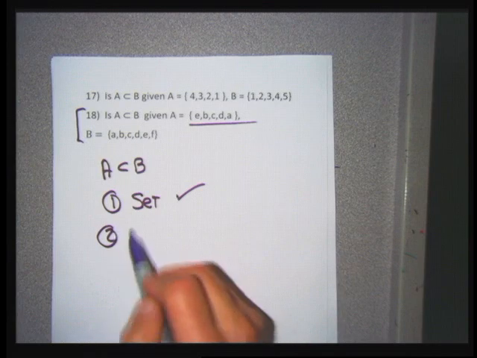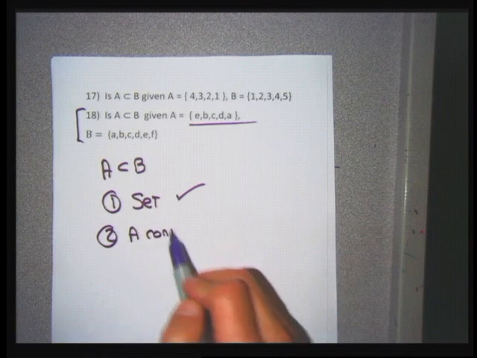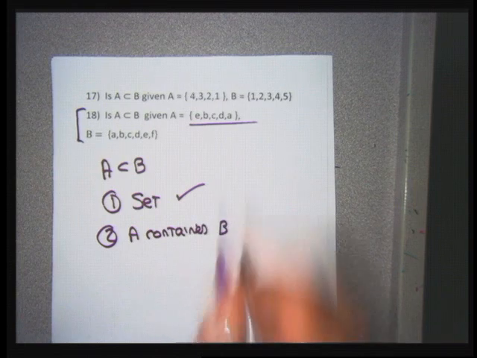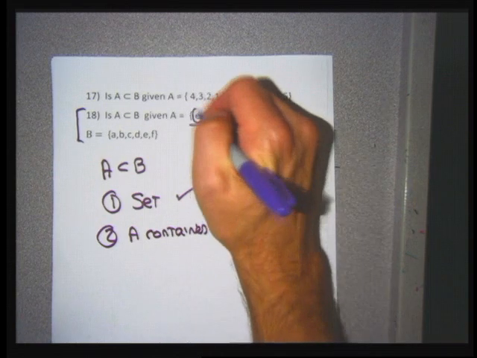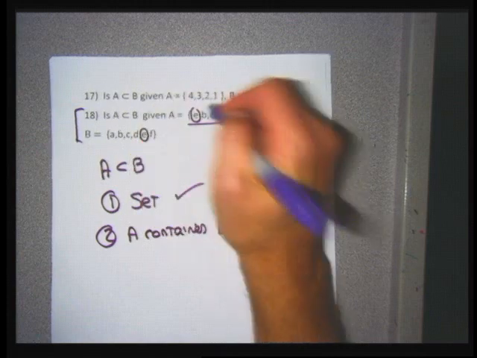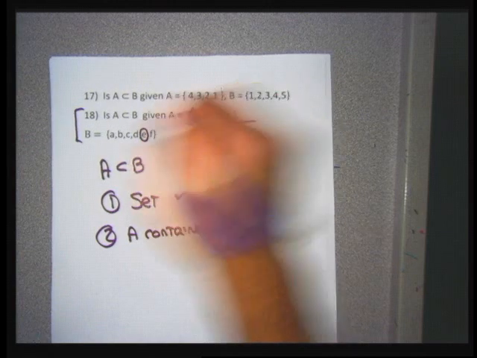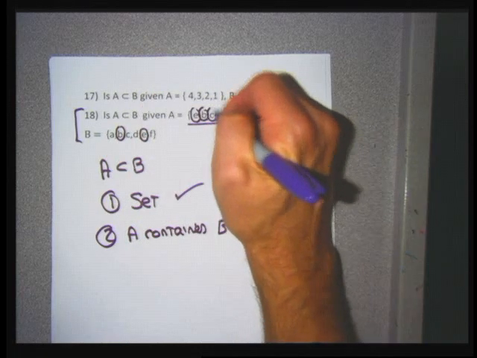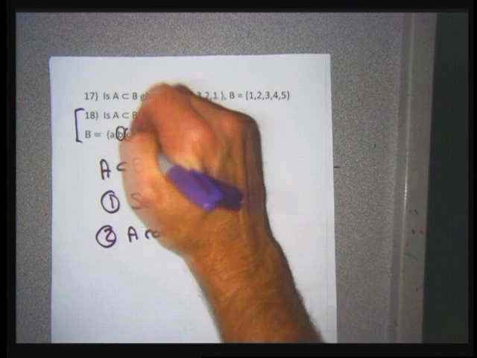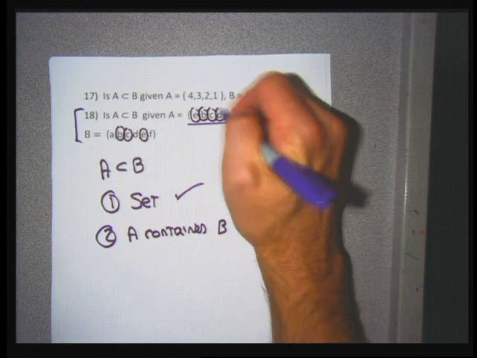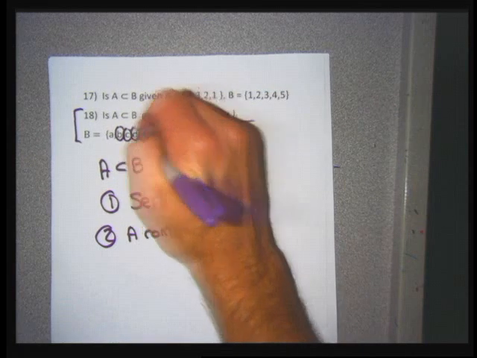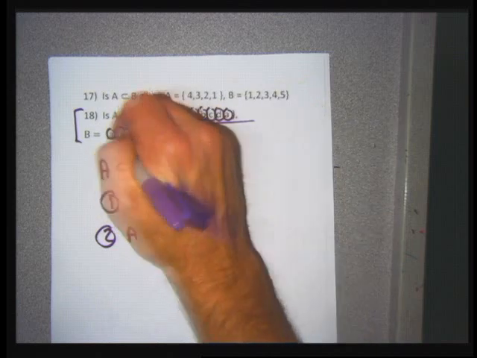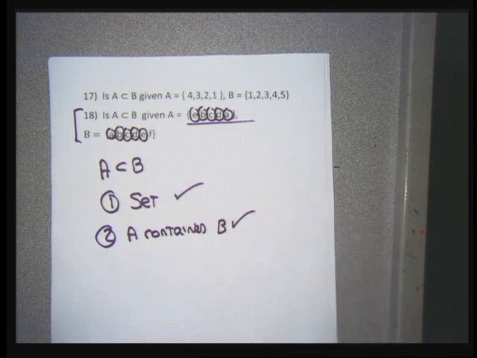Two, A is contained in B. Well, look at A. A has an E in it. B has an E in it. A has a B in it. B has a B in it. A has a C in it. B has a C in it. A has a D in it. B has a D in it. A has an A in it. B has an A in it. A is definitely contained in B.